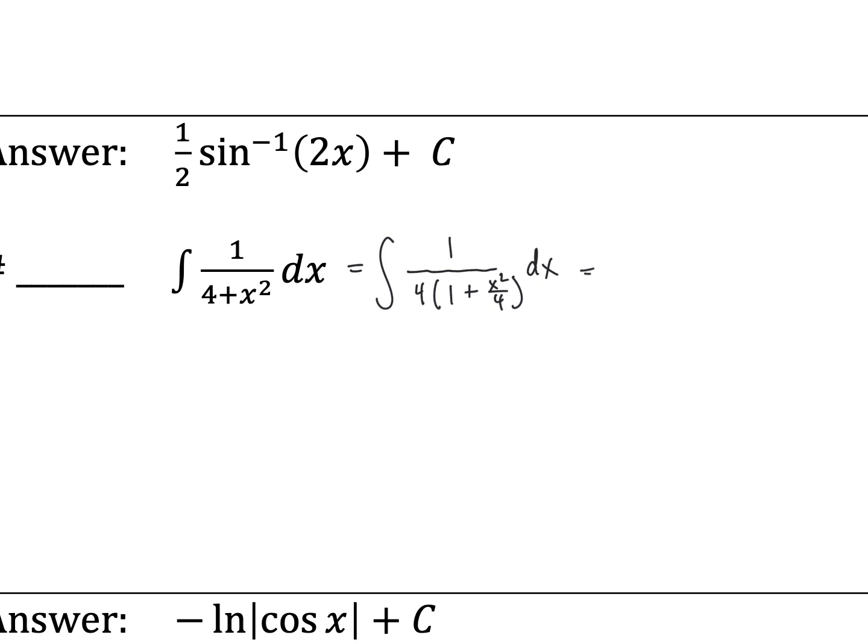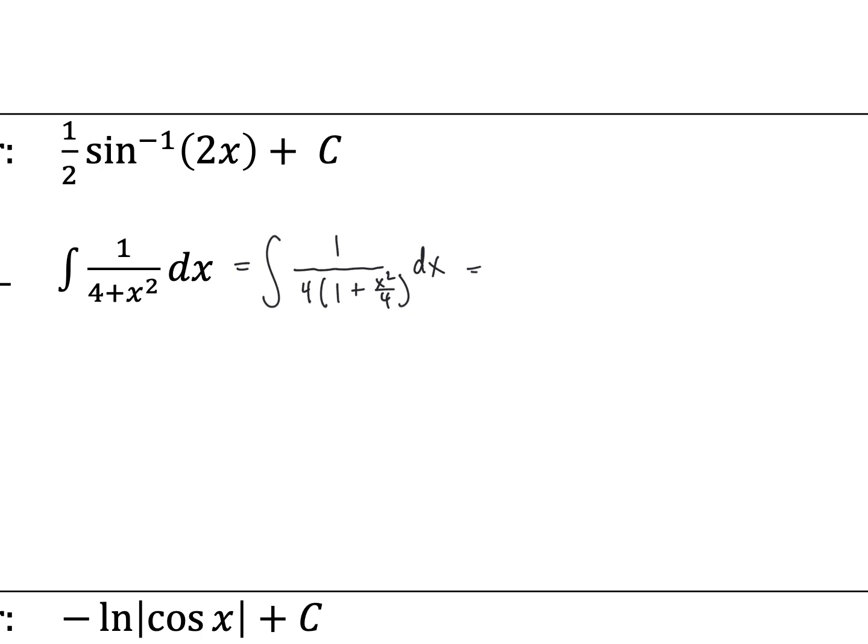Okay, so the reason to do that though is now, this is a 4 in the bottom, so it's really a 1/4 that's multiplied, so we can pull that out of the integral. And then this inside part, 1 plus x squared over 4, we'll do similar to one of the first problems we did, where we can rewrite this as x over 2, the whole thing squared. So this will be 1 plus x over 2, the whole thing squared.